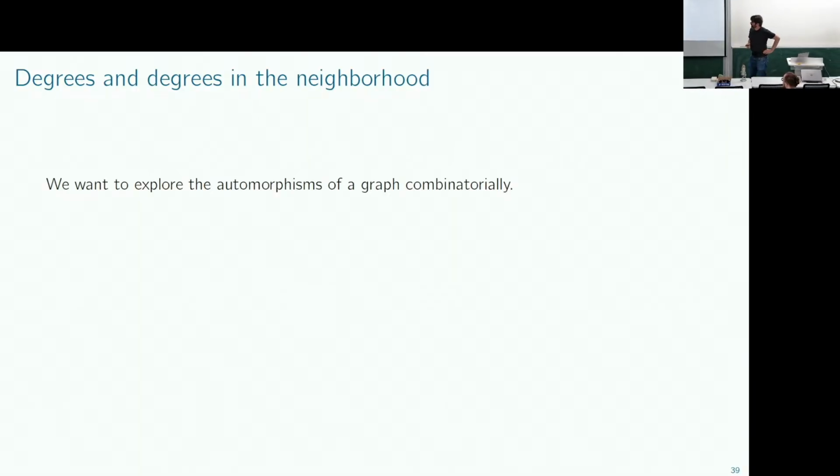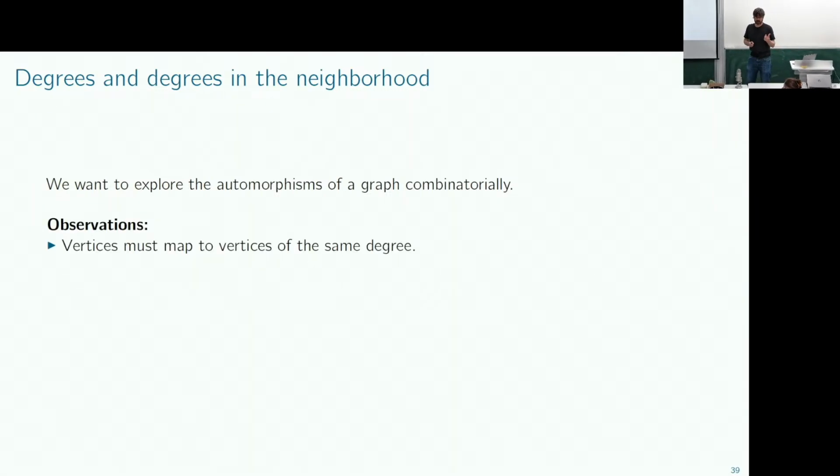Okay. Now, let's go back and start off again with the graph, and we want to compute the symmetries. Let's say we want to explore the automorphisms of a graph combinatorially. What could we do? The first observation is that a vertex of a particular degree must go to a vertex of the same degree. If you have 3 edges coming out, your image must have 3 edges coming out. So degree 3 vertices go to degree 3, degree 4 to degree 4, and so forth.